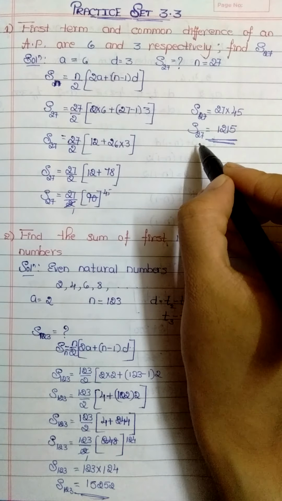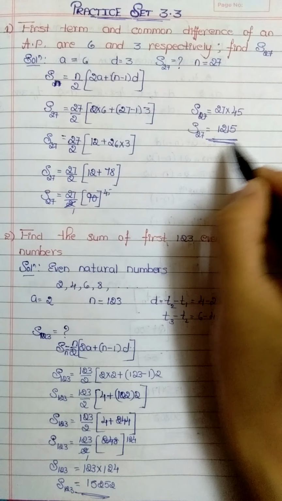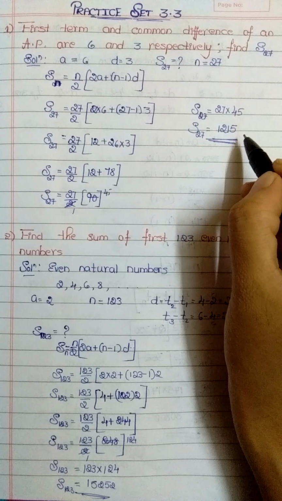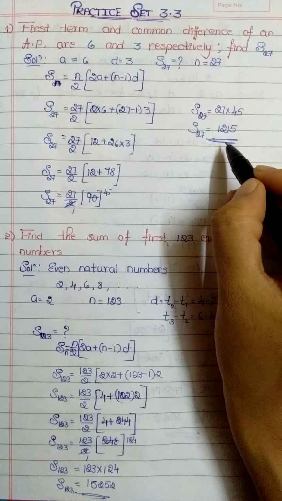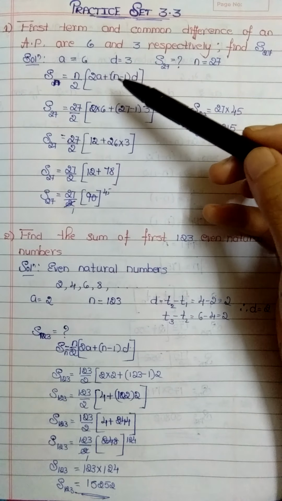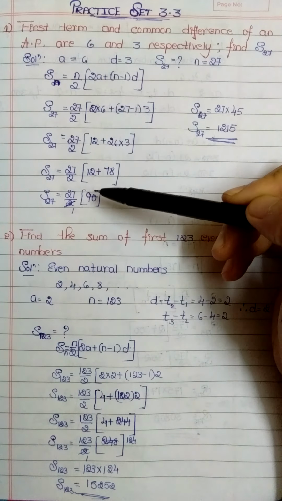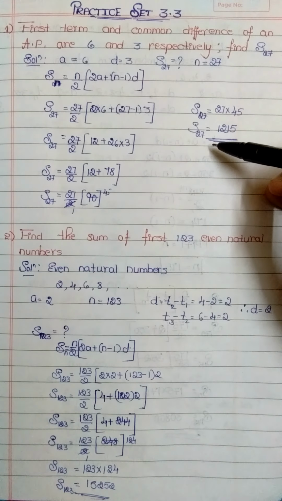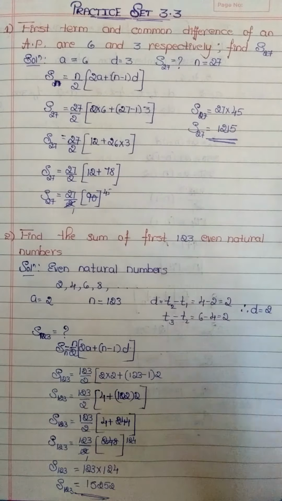1215. So here the sum of 27 terms of an arithmetic progression is 1215. So S27 is 1215. So here we are using the sum of n terms formula, substituting all the values, simplifying, we get S27 equal to 1215.